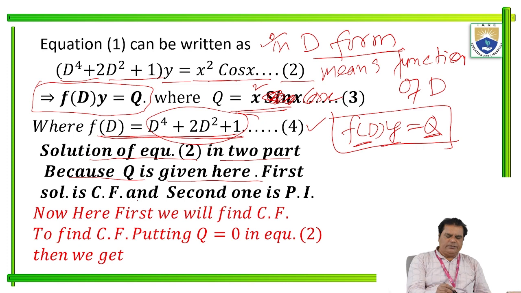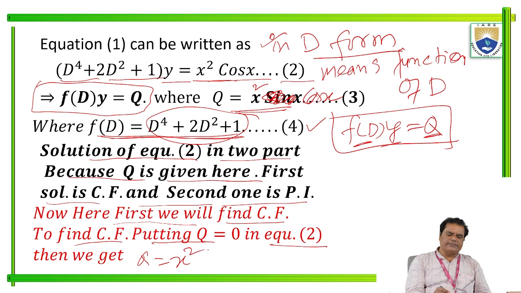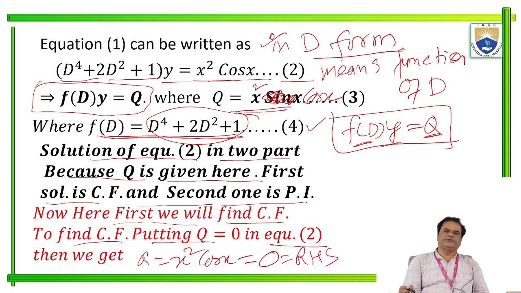So the first solution is the complementary function (CF) and the second solution is the particular integral. Here we will first find the CF. To find the complementary function, put Q equal to 0 in equation 2. Q is x square cos x, and we take it as 0 here. This is the right-hand side, and the RHS must be 0 to find the complementary function.